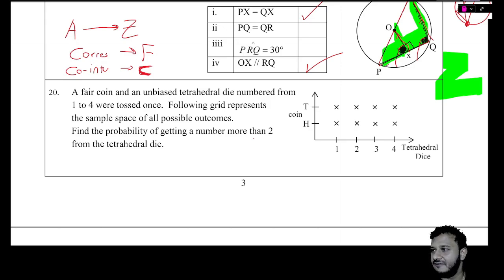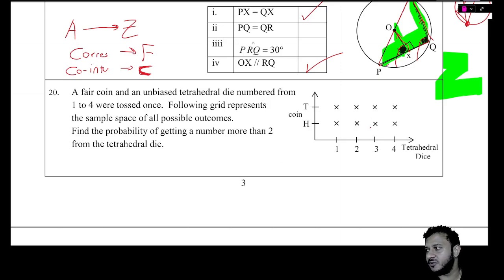Anyway, a fair coin and an unbiased tetrahedral dice. Tetrahedral means four faces are there, four faces means four numbers: 1, 2, 3, 4. Coin means heads and tails. Toss once. The following grid represents the sample space of all possible outcomes. Find the probability of getting a number more than 2 from the tetrahedral dice.